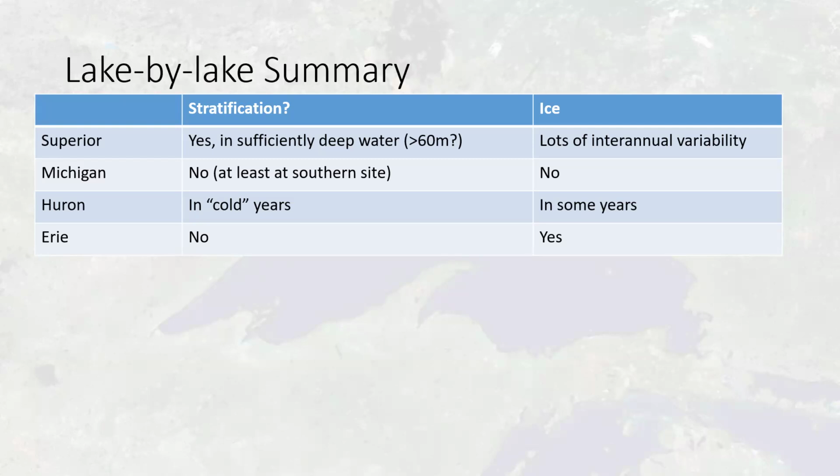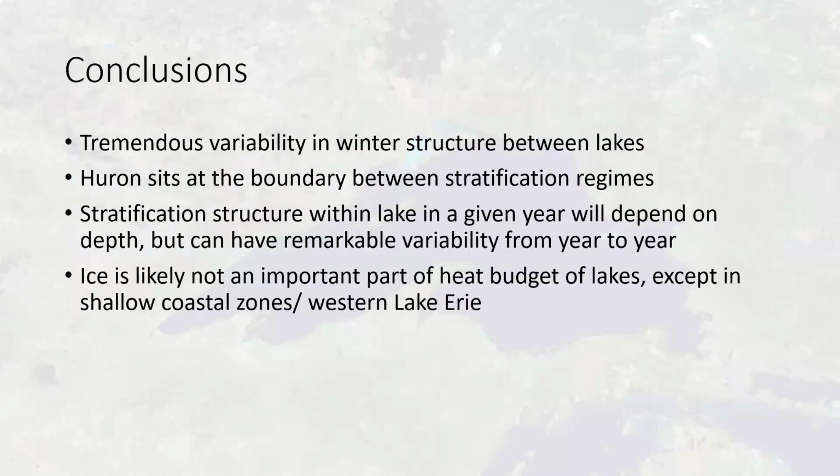Erie, stratification doesn't form, but ice does pretty reliably form in Lake Erie. And so here are these 4 lakes, again, all relatively geographically close to each other, that have these 4 very disparate behaviors when it comes to winter physics. Okay. So conclusion and then questions. There's a tremendous variability in winter temperature structure between lakes.